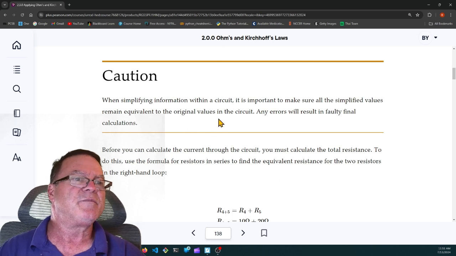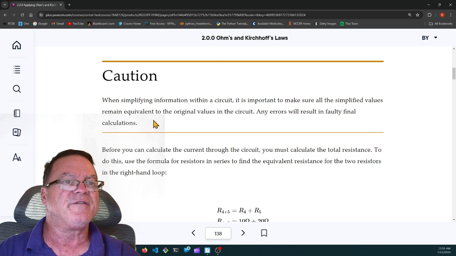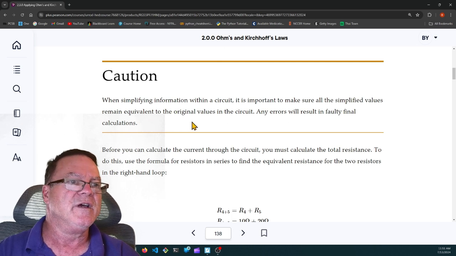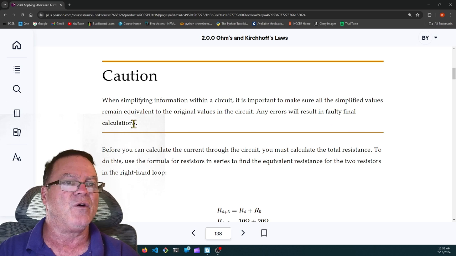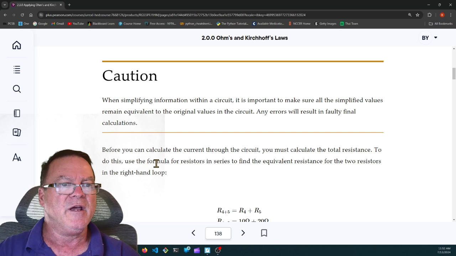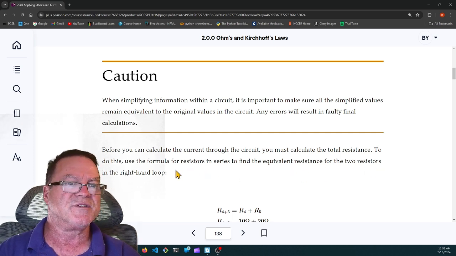It says, caution: when simplifying information within a circuit, it's important to make sure that all the simplified values remain equivalent to the original values in the circuit. Any errors will result in a faulty final calculation. Well, we just saw that, didn't we? Before you can calculate the current through the circuit, you must calculate the total resistance.